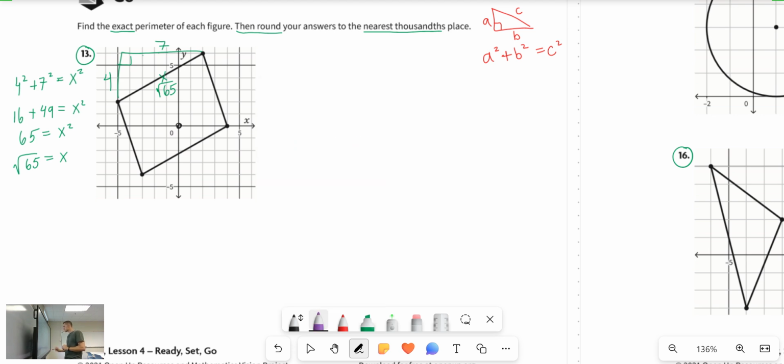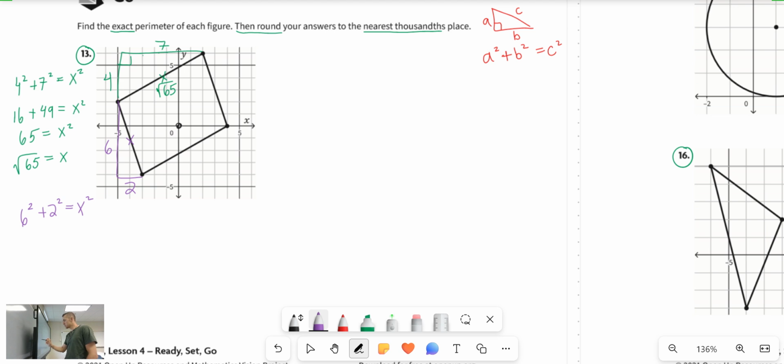Let's change colors. Let's do this one. What's this one? 1, 2, 3, 4, 5, 6. It's a decrease of 6, right? So we're going down 6 and over 2. So let's set it up again, right? 6 squared plus 2 squared equals, and you know what? We'll just use x again. That's fine, but it's a purple x, so it's different.